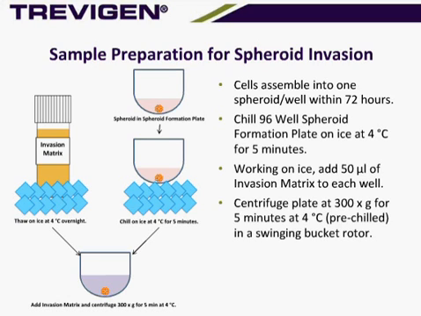Okay, and then we'll transfer these to a centrifuge pre-chilled down to 4C and centrifuge at 300 times G for 5 minutes in a swinging bucket rotor. What this does, first of all, keeping everything cold gives the spheroid formation ECM and the invasion matrix time to fully mix and become homogeneous. Also, the centrifugation helps to embed these spheroids and place them in the center towards the bottom of the well, where they're best placed for viewing and analysis.